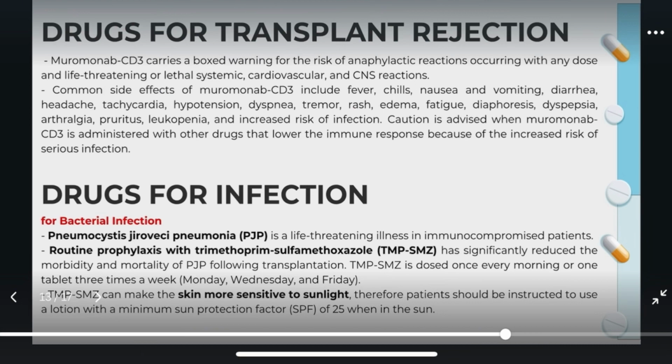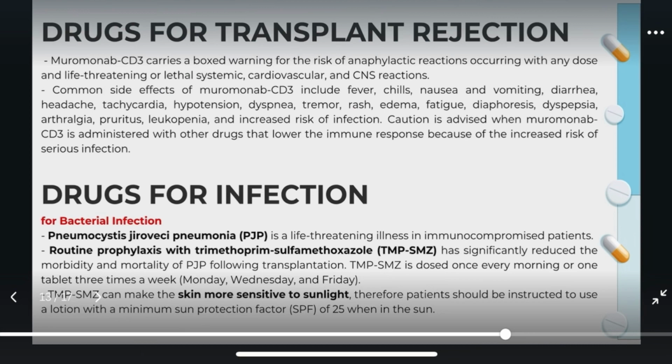So, drugs for infection. For bacterial infection, Pneumocystis jirovecii pneumonia, or PJP, is a life-threatening illness in immunocompromised patients. Routine prophylaxis with trimethoprim-sulfamethoxazole has significantly reduced the morbidity and mortality of PJP following transplantation. TMP-SMZ is dosed once every morning or one tablet 3 times a week.